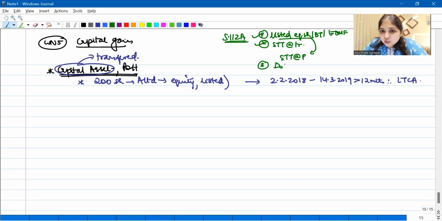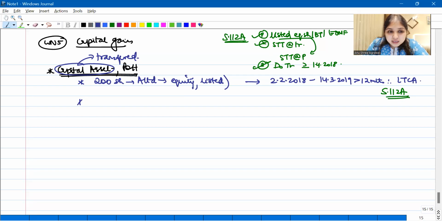Condition number 3, what is the date of transfer? You should be transferring on or after 1st April 2018. Yes, we are transferring on 14th March 2019. So all my three conditions are fulfilled. Therefore, which section will apply? It is definitely going to be section 112A. Are you clear with this? It's going to be 112A.